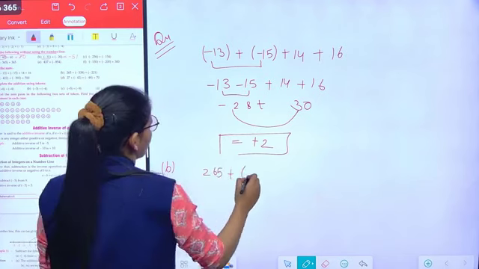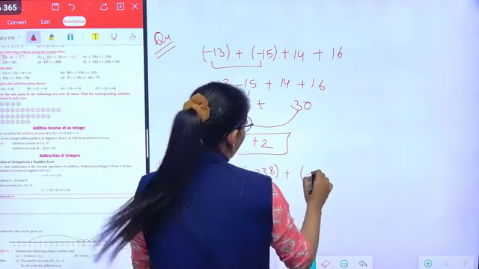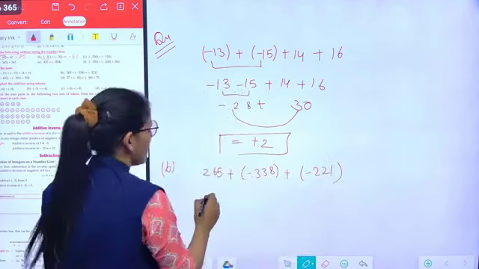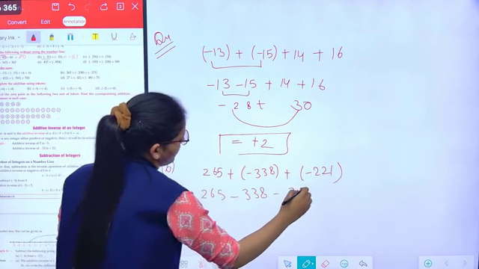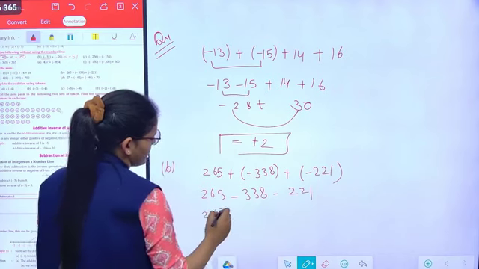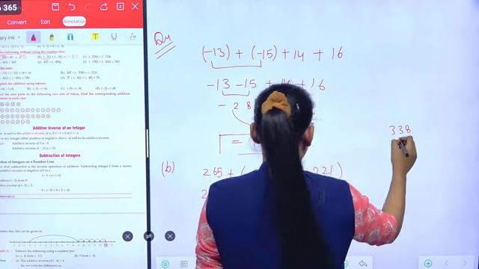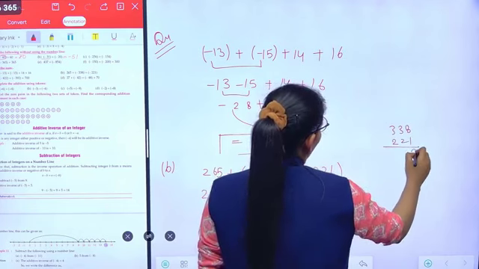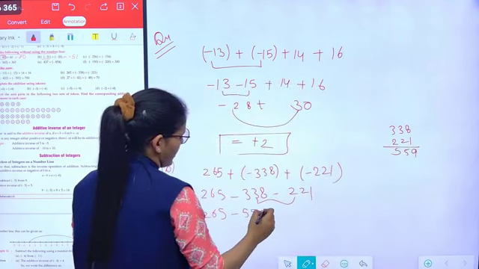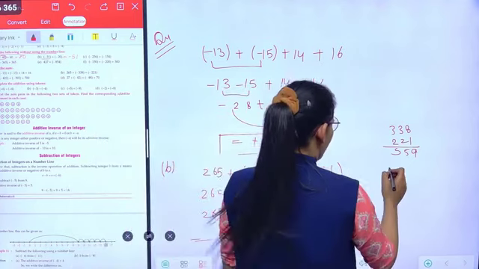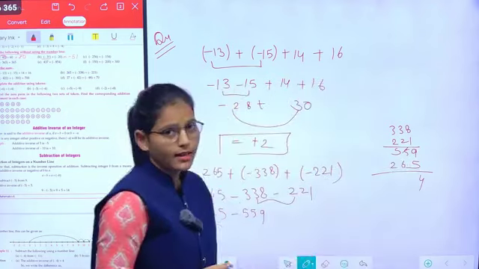265 plus minus 3, 138 plus minus 221. Now class, 265 minus 338 minus 221 265. Now we add these: 338, now 221, now 95, 559. Now class, 265, 4, 13 minus 6, that is 9.